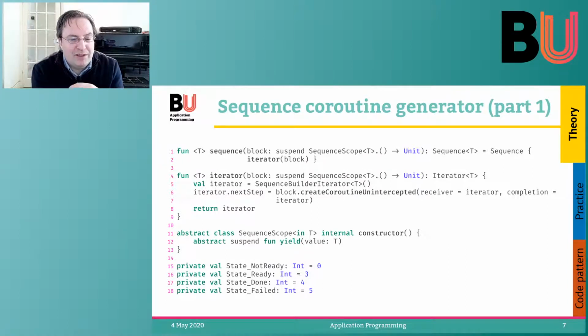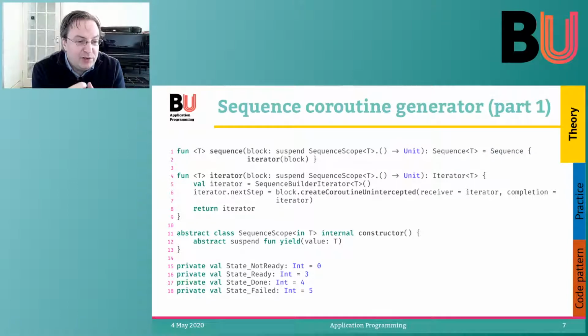creating a sequence object with a particular iterator from that block. You may know a sequence is just an object that creates an iterator when needed. And so that's how this is done. How do you create an iterator? Well, we create an iterator with the particular block. So the interesting bit starts in line 4 on the iterator function. Even that is quite simple.